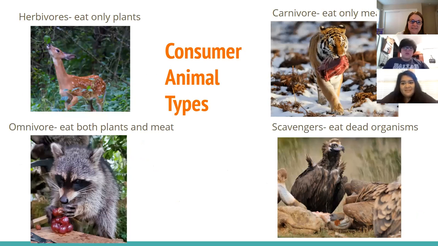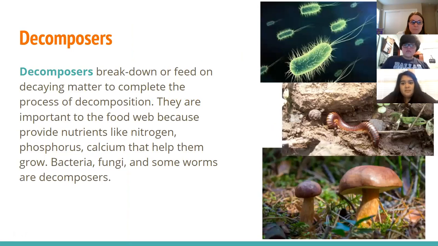So you've got the herbivores that eat only plants. You've got omnivores that eat both plants and meat. These little trash bandits down there, is what I call them, the raccoons, they'll eat whatever they can find. Then you've got the carnivores that only eat meat. And then you've got scavengers that just eat off of dead organisms. So those are some different types of consumers as well.